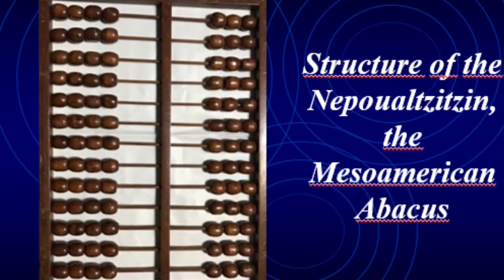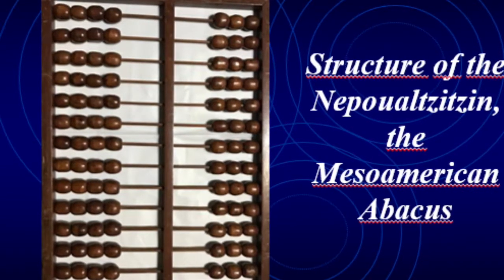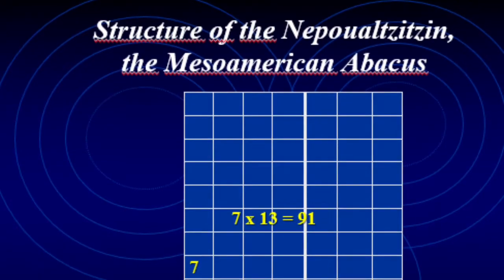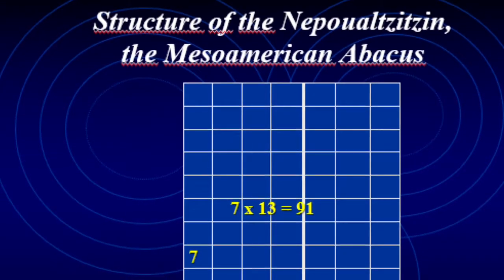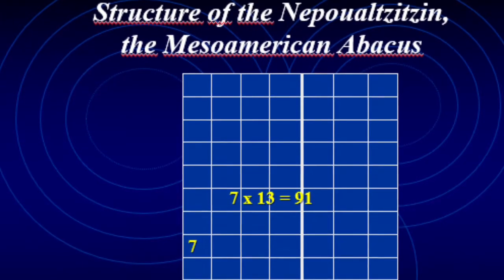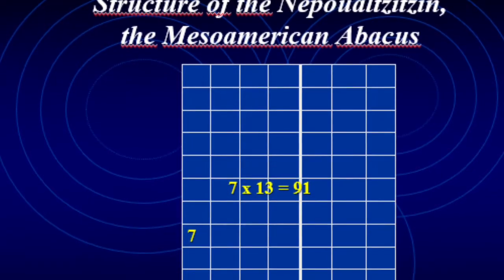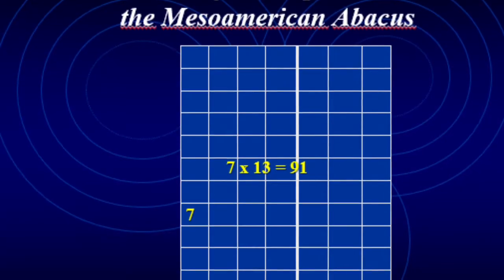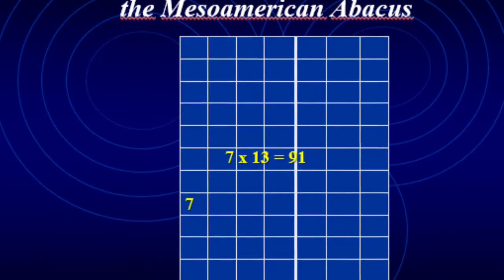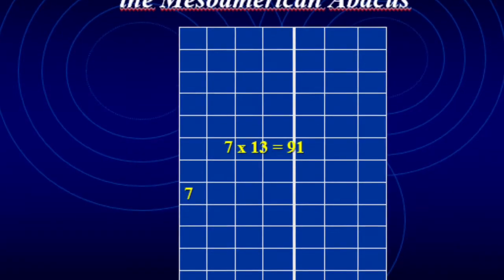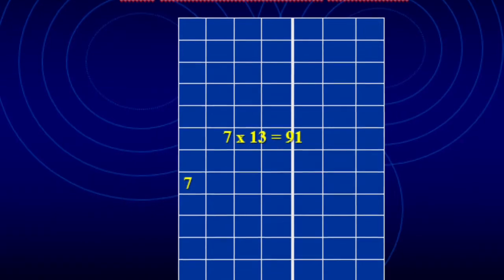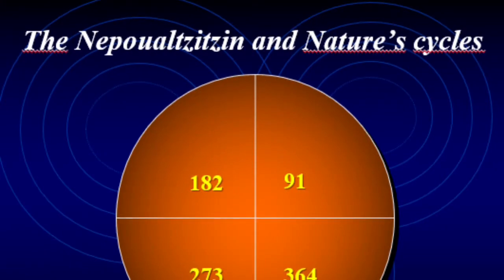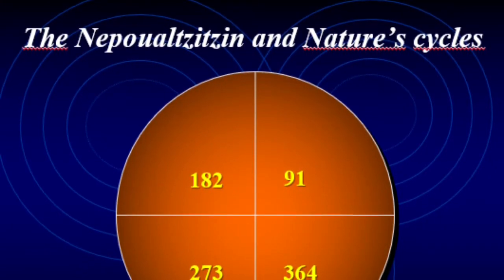So let's see the structure of this abacus. As you can see in this diagram, we have 7 columns and 13 rows. So if we multiply 7 by 13, that makes 91. But what is 91? Or why is 91 an important number? If you see the next slide, I will give you a hint. As you can see, the Nepoualtzitzin is related intimately with nature's cycles.